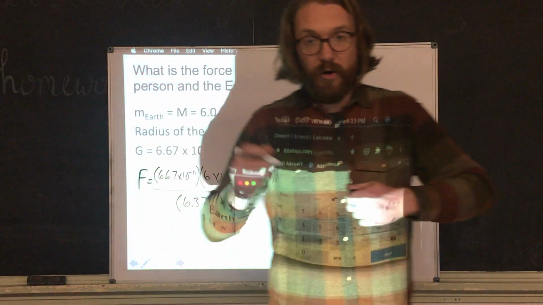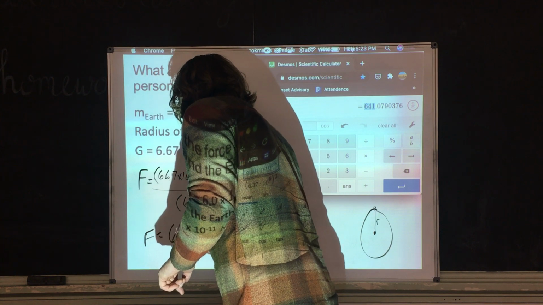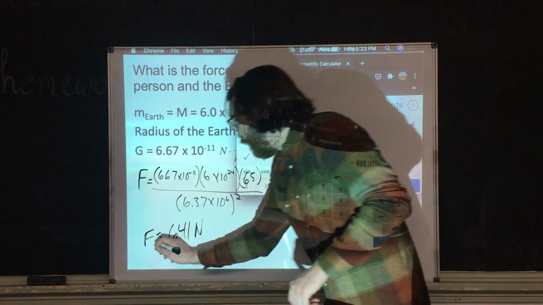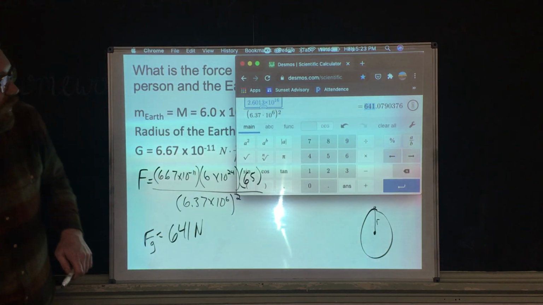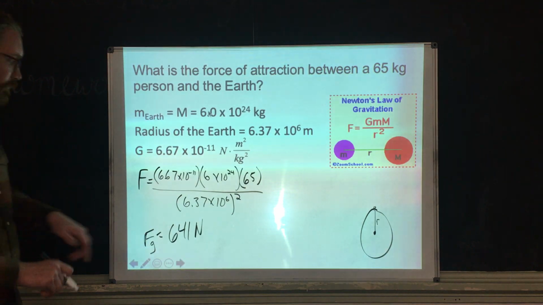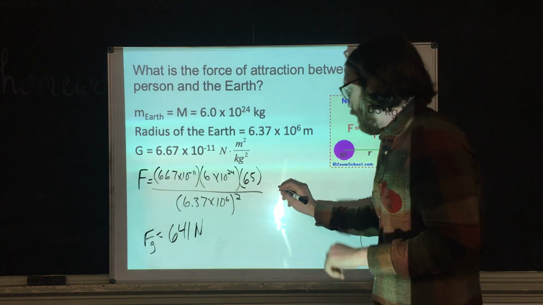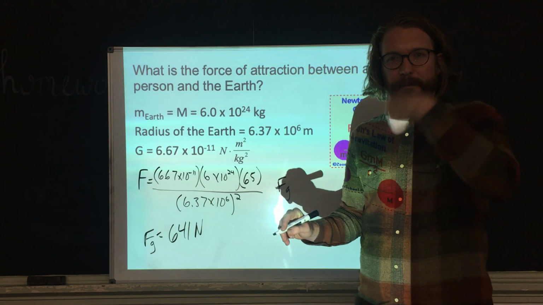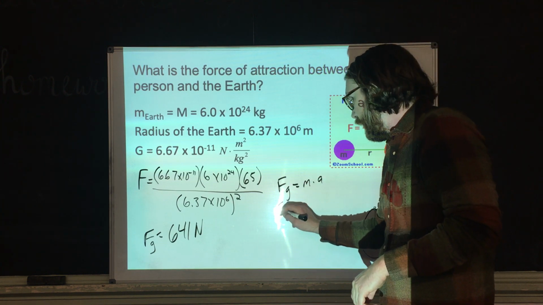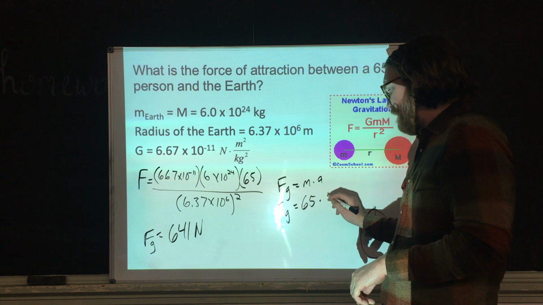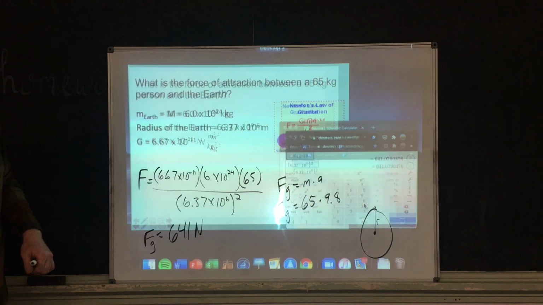Now, for all you big nerds out there, I'm going to show you something. This answer here is 641 newtons. This is our force of gravity for somebody who has a mass of 65 kilograms. That's what we just calculated. Now watch this. You may be thinking, wait, I remember calculating the force of gravity before. Isn't the force of gravity between a person and the Earth just equal to their mass times the acceleration due to gravity, which would be 65 times 9.8? Mr. Norris, didn't you tell us that? Isn't that right? I did.